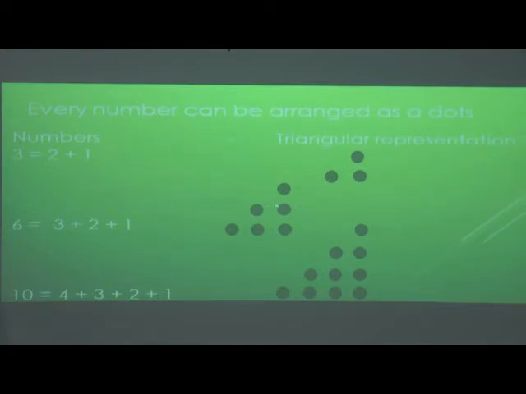3 plus 2 and 1. This becomes a triangular representation. Now we are going to see the triangular representation of 10. For that we have to give the dots in this way: 4 plus 3 plus 2 plus 1. So these are the few numbers where we can give the triangular representation.